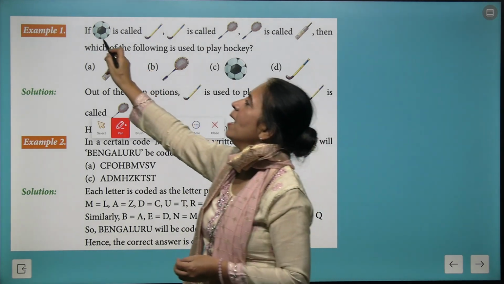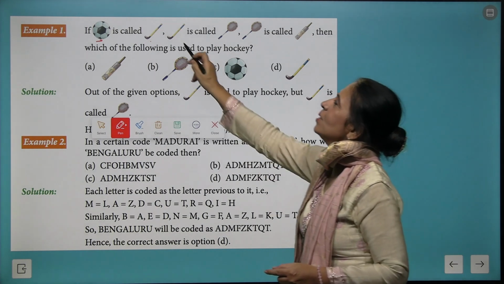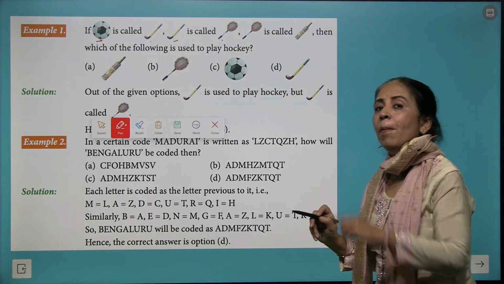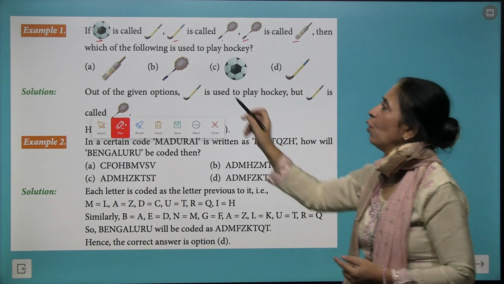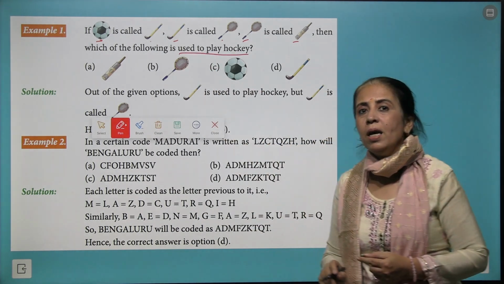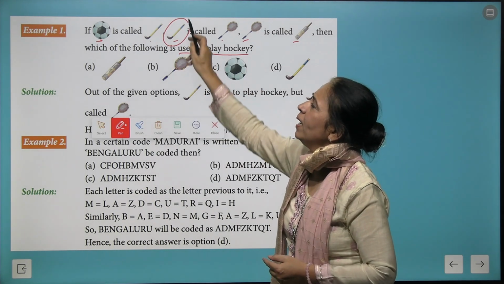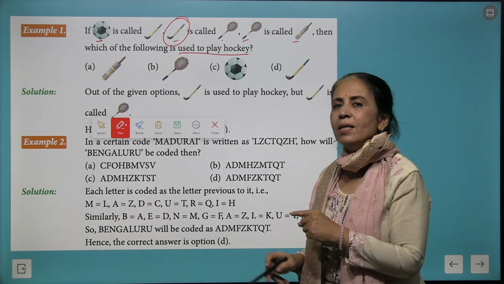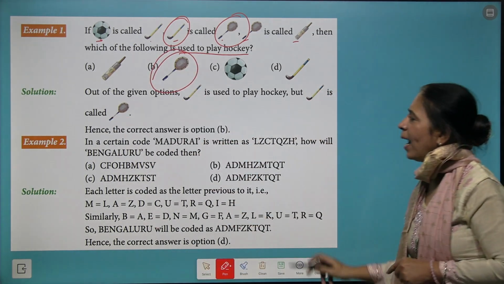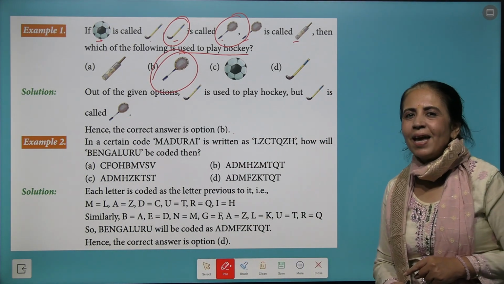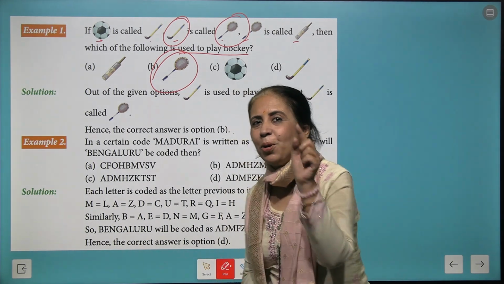Now few more examples for you where you could represent something with another, right? And I say, if ball is called hockey and hockey is called badminton, badminton is called bat, then which of the following is used to play hockey? Now you will think that we play hockey, but hockey is called badminton. So B becomes your right option. So interesting. I could see the smile on your face and the excitement in your eyes.